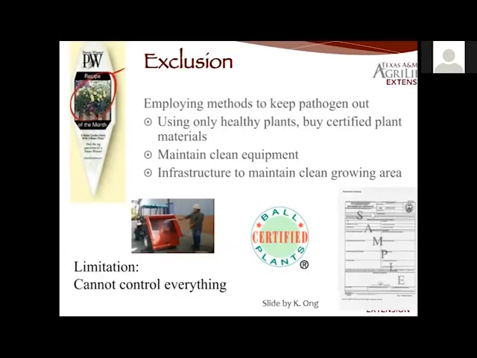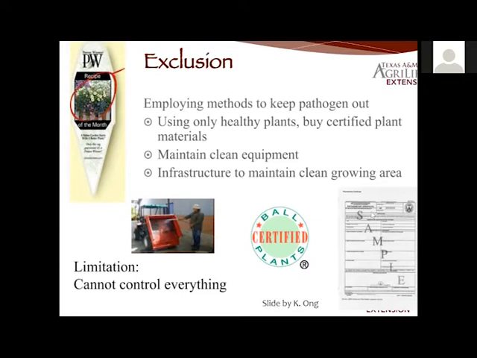All right, exclusion is exactly what it sounds like. You're using methods to keep the pathogen out, using only healthy plants. Don't bring in sick, sad little plants. Buy certified plant materials, especially for y'all with things like citrus. Be very careful with buying citrus that's not from a reputable source in terms of the quarantine that y'all have going on through most of the coastal bend now and the valley as well. So maintain clean equipment. You're preventing moving things from spot to spot.